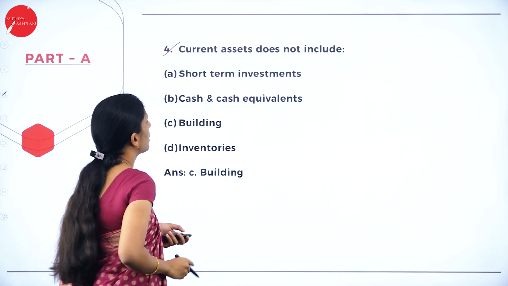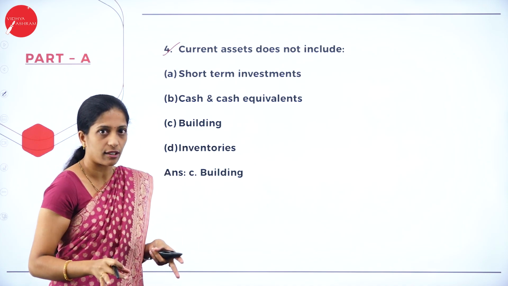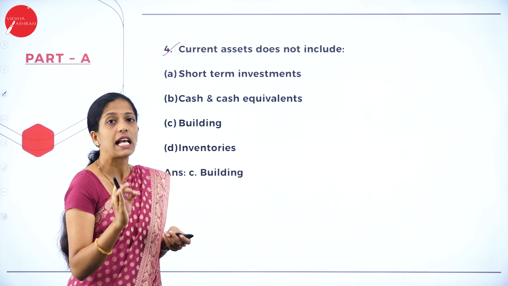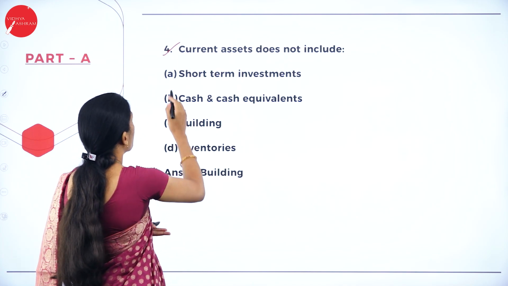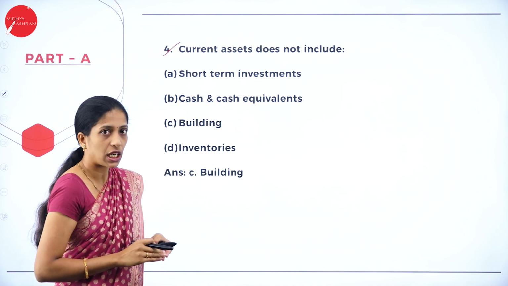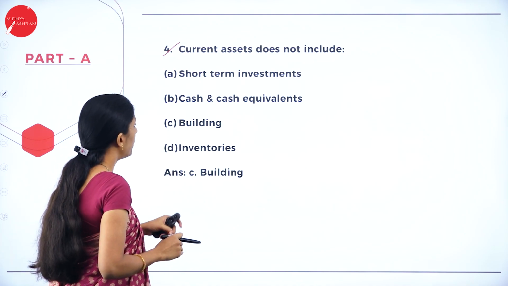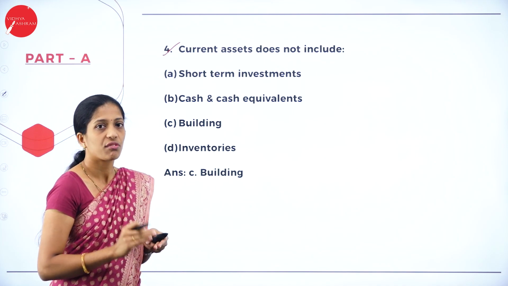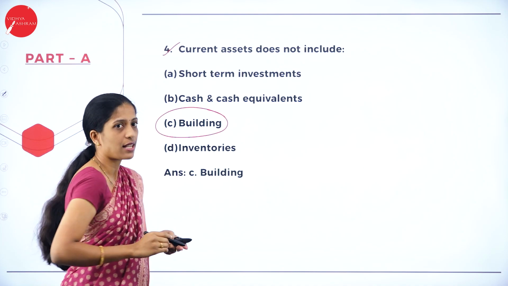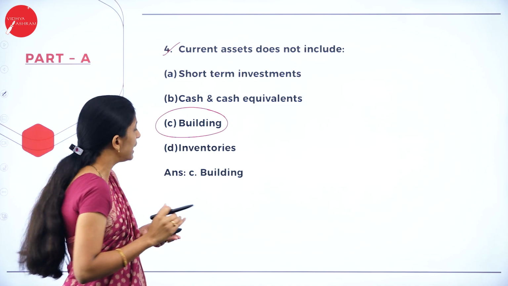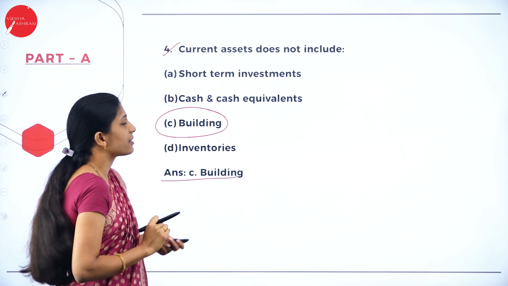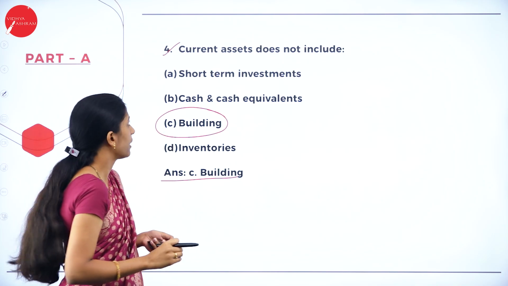Next, fourth question, current asset does not include. So, go through the options and you have to answer. Current asset does not include. Option A, short-term investment. Option B, cash and cash equivalents. Option C, building. Option D, inventory. Very easy question. So, by the options itself you will come to know what is the answer. Option C, building. Building is a fixed asset. It is not a current asset. So, your answer is option C, building.